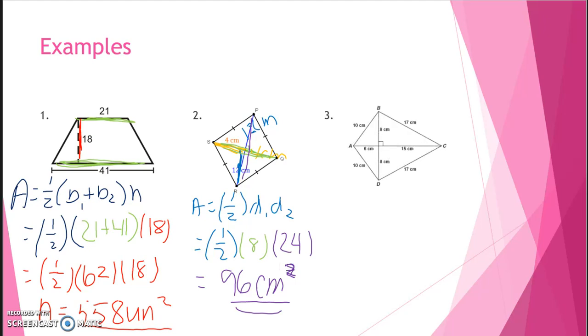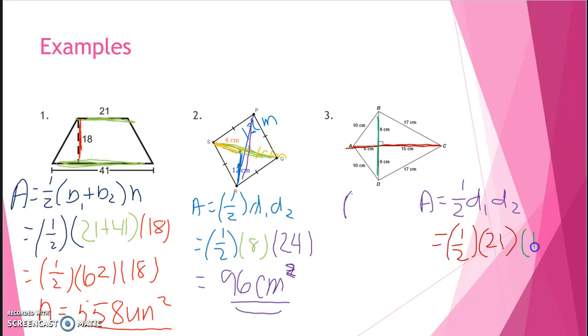So I saved the kite for last. The kite, once again, your formula, I'm going to do that one over here. 1/2 diagonal 1 times diagonal 2. I'm just going to do this diagonal first. Add them together, you get 21. Your other diagonal is 16. Your area is 168 centimeters squared.